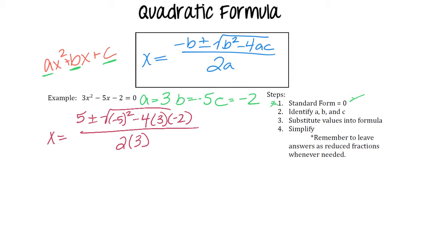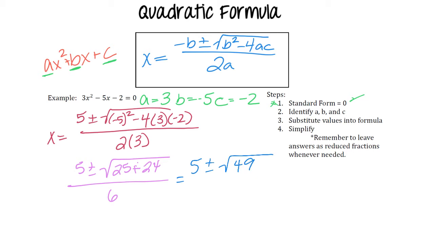So to simplify this, we want to look and see what we can actually simplify first. So -5 squared is 25. So we can do that. And minus, so -4 times 3 is -12. -12 times -2 is +24, all over 2 times 3, which is 6. Then we want to keep simplifying from there. Next thing we can do is add the 25 and 24 together. Okay, and add those together, you get 5 plus or minus the square root of 49 over 6.